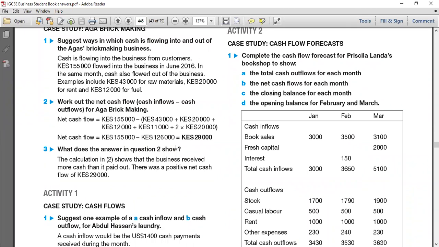So for question 2, the answer shows there was a positive net cash flow of 29,000. That doesn't mean this is their profit. There's a difference between profit and cash, and I'll explain that also. This is what we call net cash flow. Now we're going to an important topic: the importance of cash.